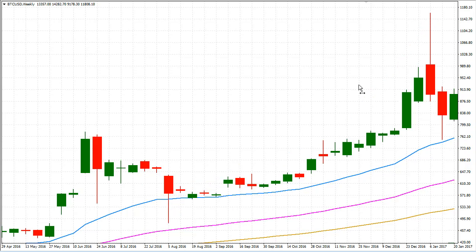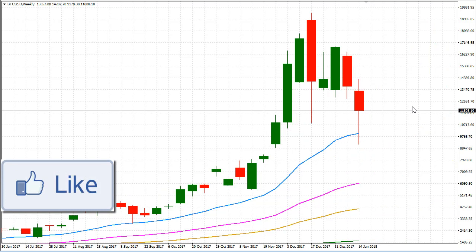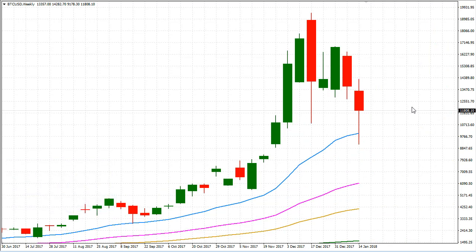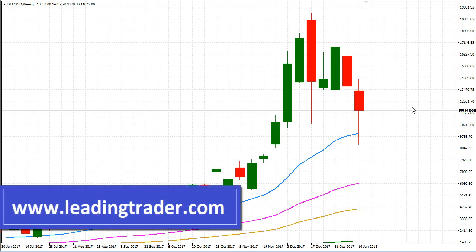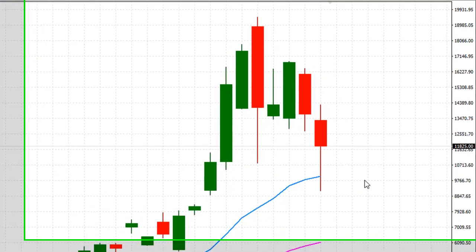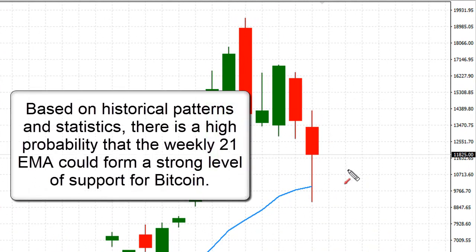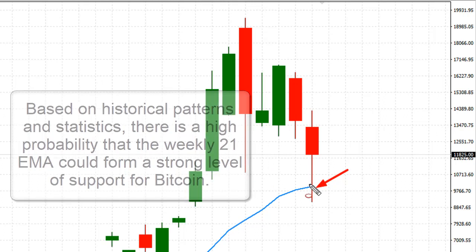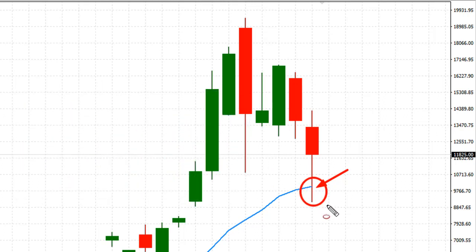Now, is this guaranteed to work every single time? Of course not. Nothing is ever guaranteed to work every single time. As I'm sure you're probably aware, in the markets and when it comes to chart analysis, it's all about probabilities. Nothing is about certainties. So there's a strong probability, therefore, that this level that we're seeing on Bitcoin right now, that we've certainly tested, this 21 weekly average, could pose as a strong level of support for Bitcoin prices that might actually hold Bitcoin for the time being.